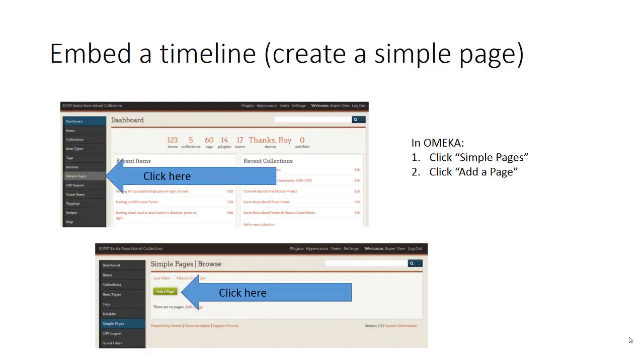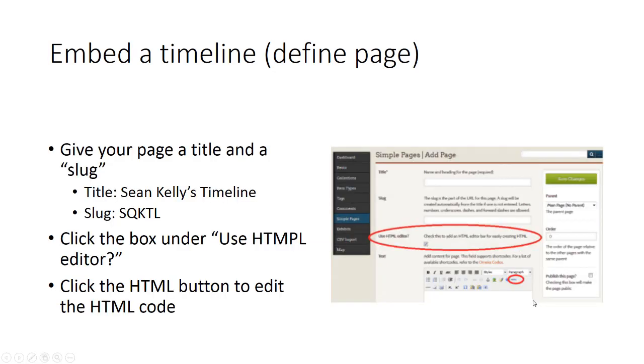So the first thing you're going to do is create a simple page by clicking on Simple Pages over there on the left, and then clicking on Add a Page. And this is going to allow you to create a new page within your OMEKA site. So you're going to want to give your page a title and a slug. So a title is what you want the title of the page to be. So for instance, Sean Kelly's timeline.